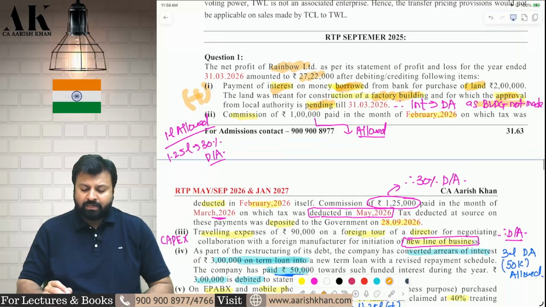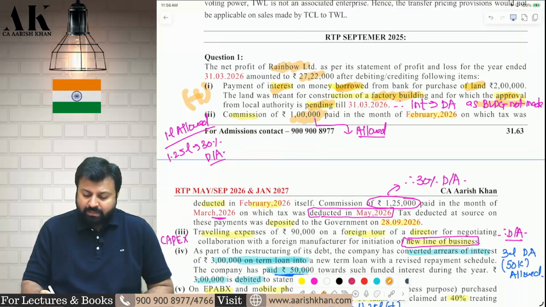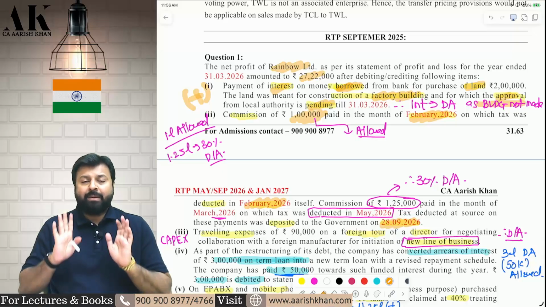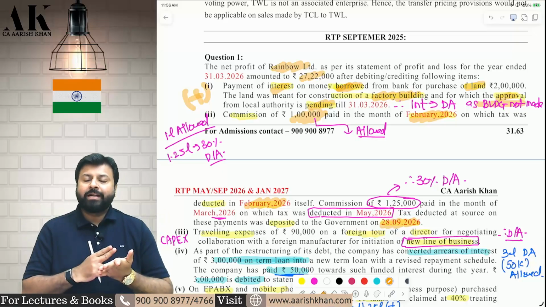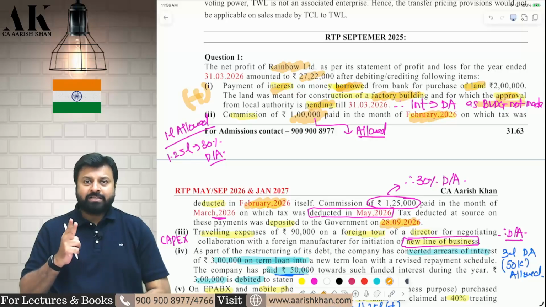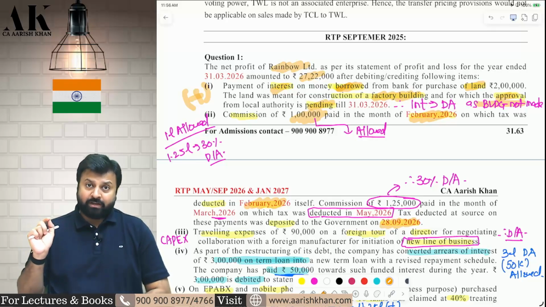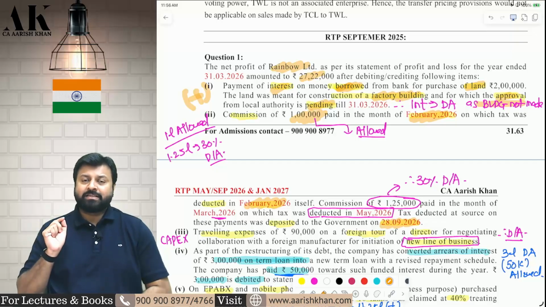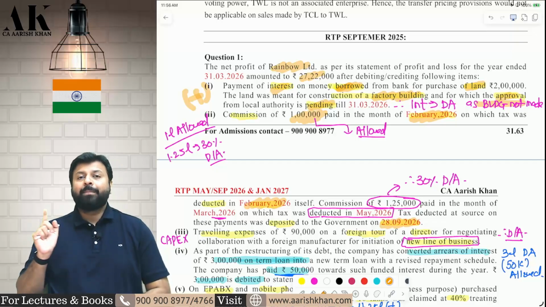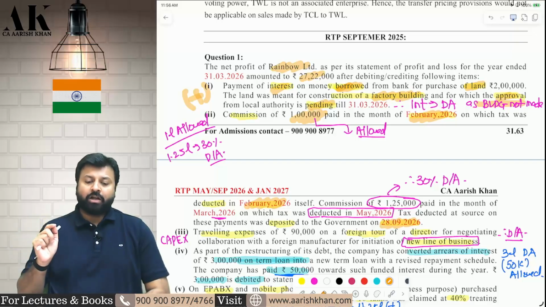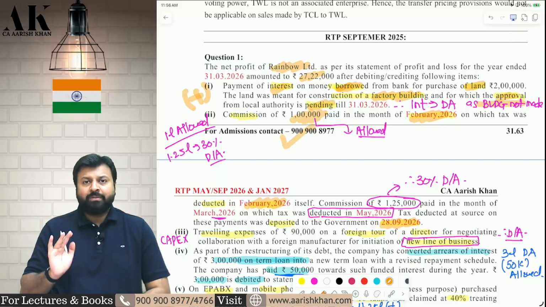Okay. Next one, you have paid some commission of 1 lakh rupees in the month of February. You have deducted TDS in February and you have paid the TDS in September. Absolutely correct. When you want a deduction of an expense, you should deduct the TDS in the same financial year by 31st of March and you should pay till the due date of filing of return. Therefore, in this case, the assessee has deducted the TDS before March and also paid till the due date of filing of return. Therefore, this 1 lakh rupees will be allowed as deduction.